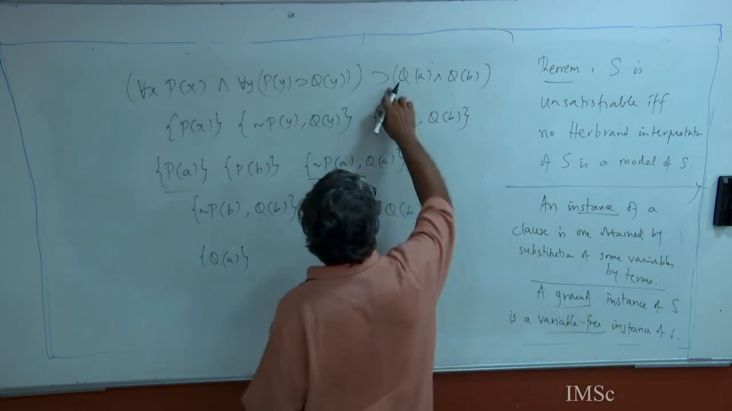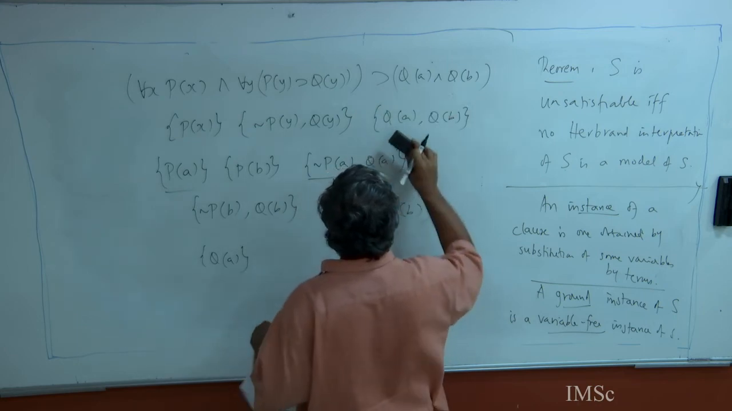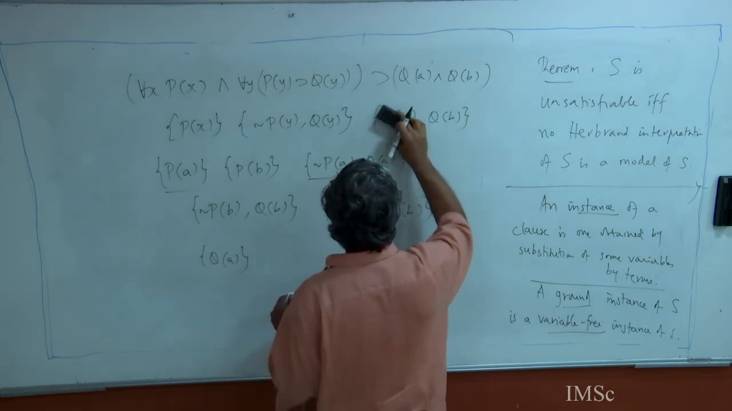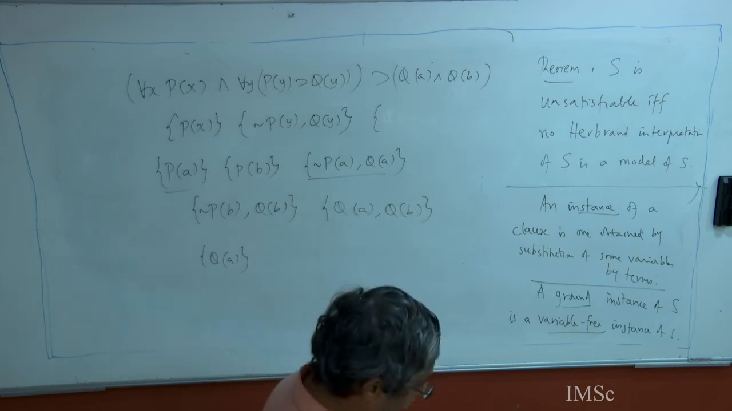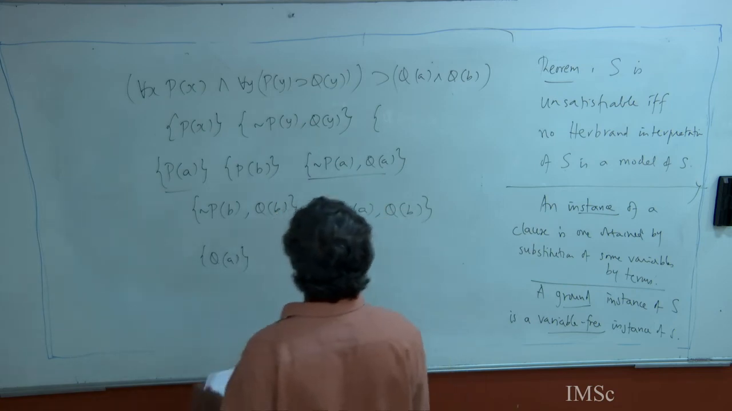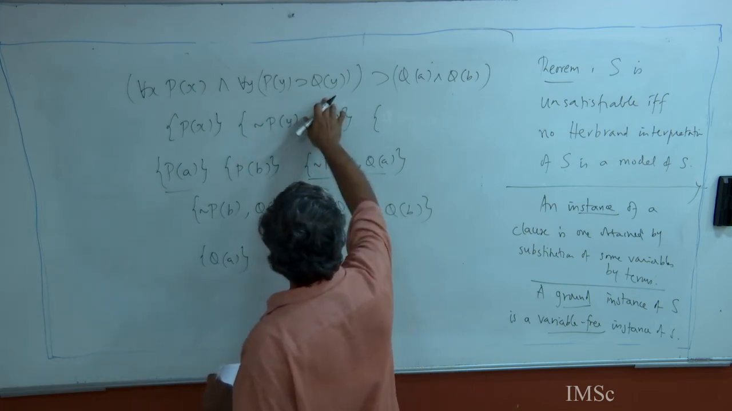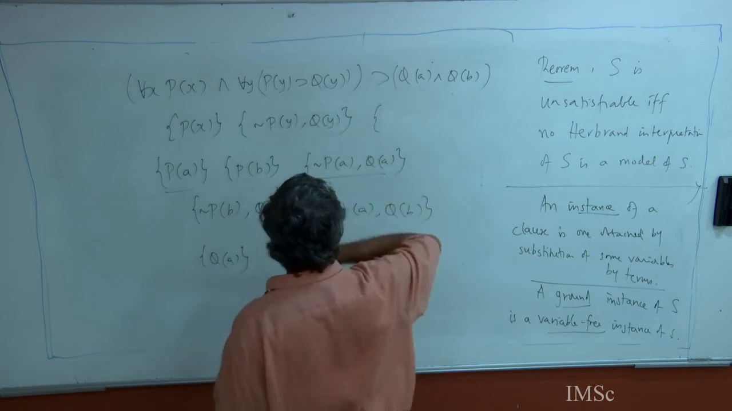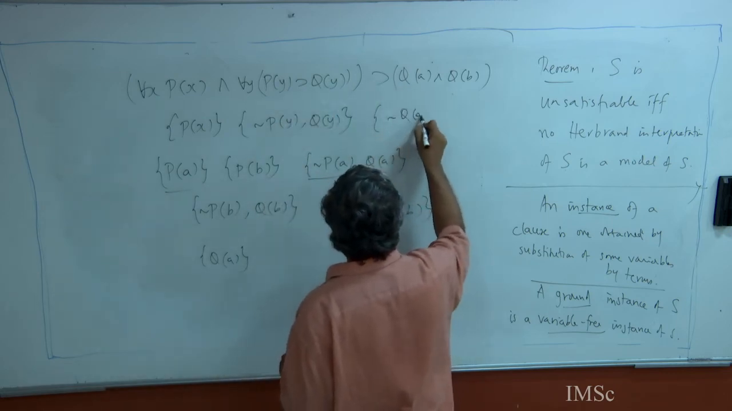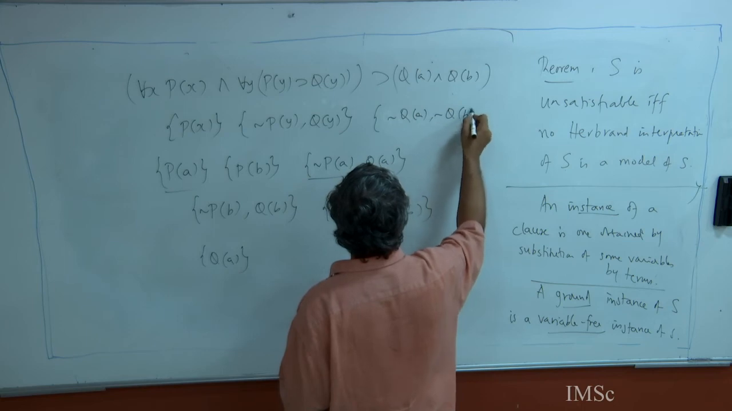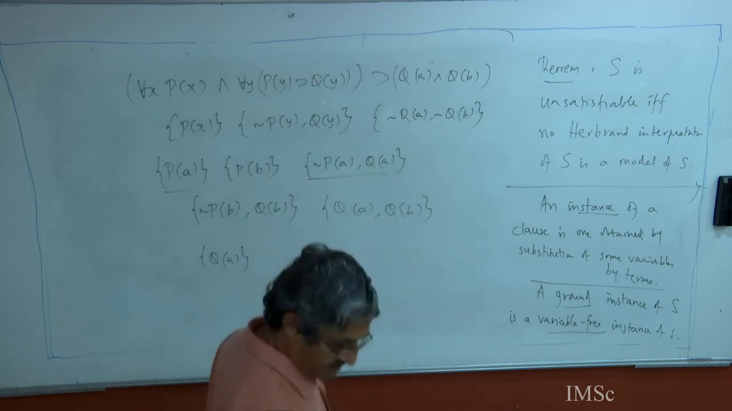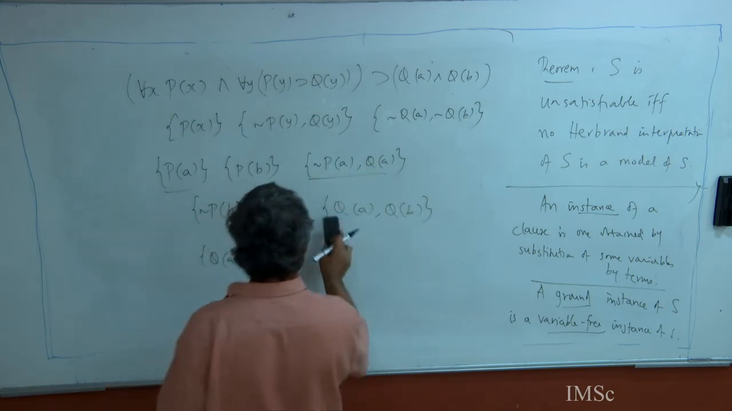In clausal form, when I write this, I'm taking negation of this, right? This is not P or Q. So this and negation of this. So I'll get not Qa or not Qb. I was wondering why. Yeah. So this is okay, this is good.